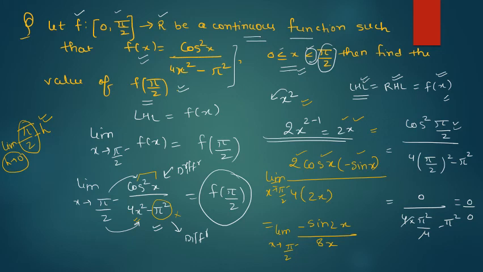So minus sine 2 pi by 2 divided by 8 pi by 2. The 2 is cancelled with 2, sine pi is 0, and here is 2 times 4, which is 4 pi, so the answer is 0. So for this value, f(pi by 2) is 0.